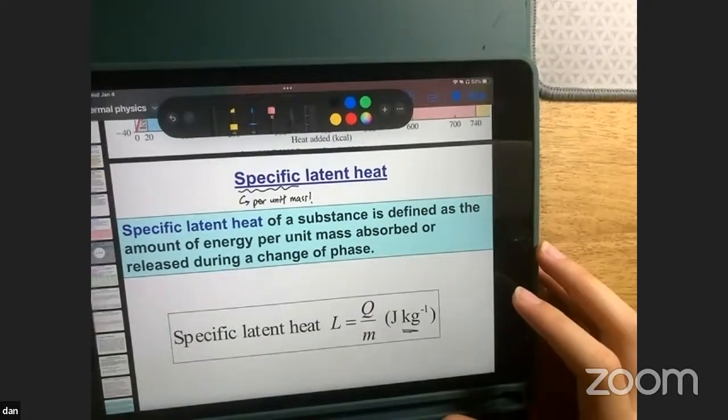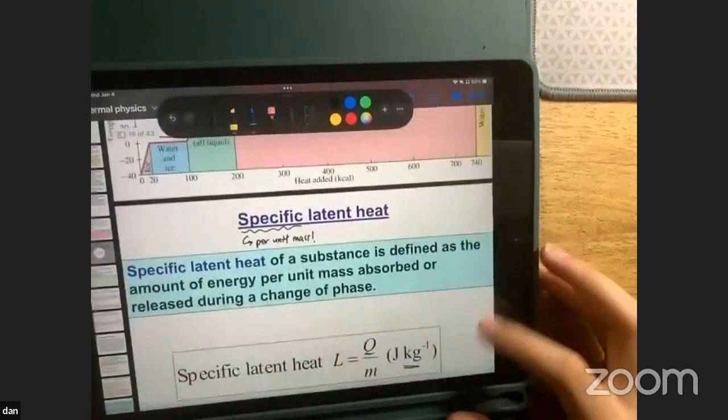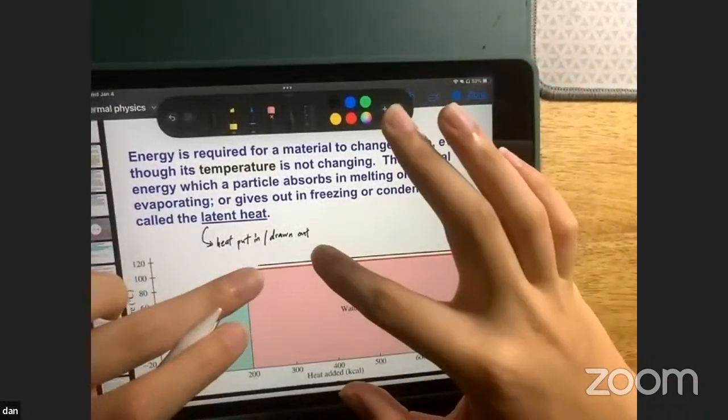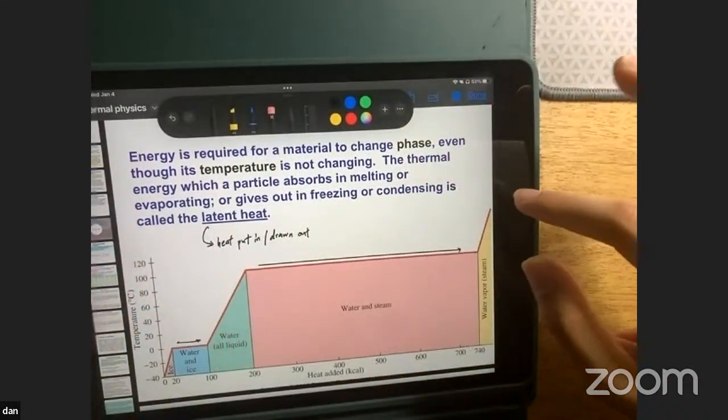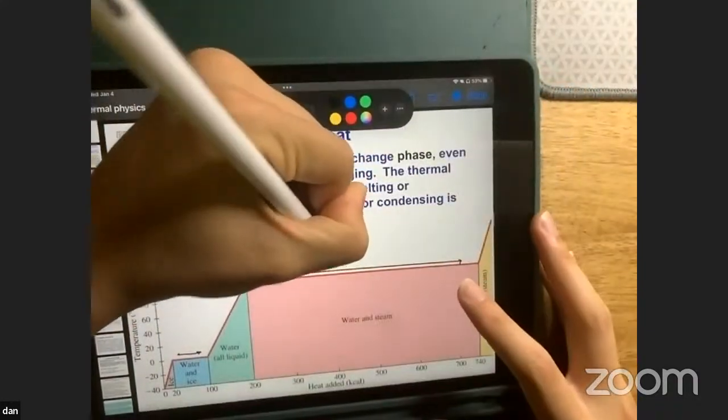Latent heat is just the amount of energy absorbed or released during a change of phase. Here, I should add on during change of phase. And only during change of phase.